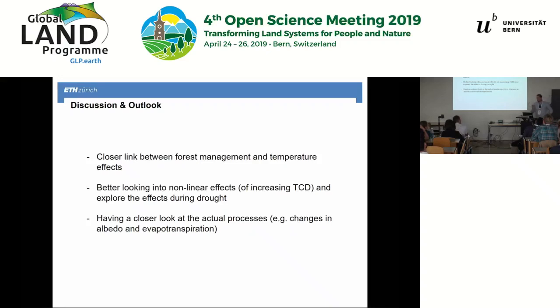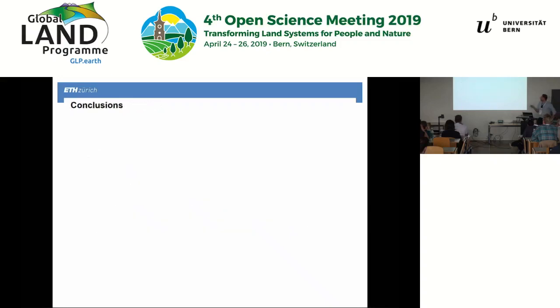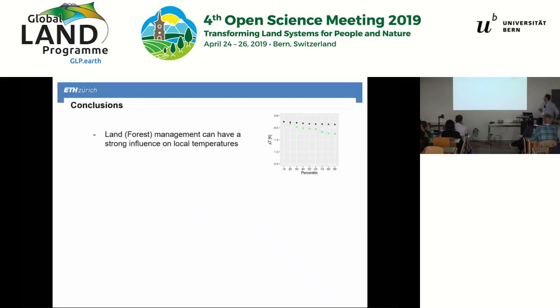And what we are also doing is having a closer look at the actual processes that influence the land surface temperature, like changes in albedo and evapotranspiration that go along with these land cover or land management changes. And as a conclusion, I would say that we could see that forest management or land management can have a strong influence on these local or regional temperatures, and that this effect is especially pronounced for hot temperatures.